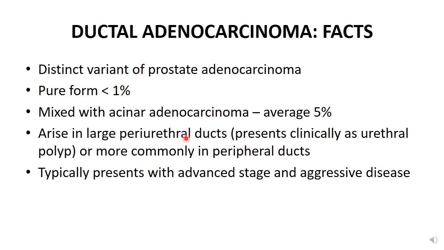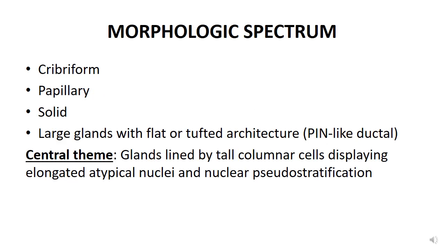If the growth is primarily in the periurethral ducts, then clinically it often presents like a urethral polyp or a mass, like our case number one. And this is typically considered an aggressive disease which frequently presents with advanced pathologic stage. It has 4 important morphological patterns: cribriform, papillary, solid, and large glands with flat or tufted architecture resembling high-grade PIN. Cribriform and papillary are the most common ones.